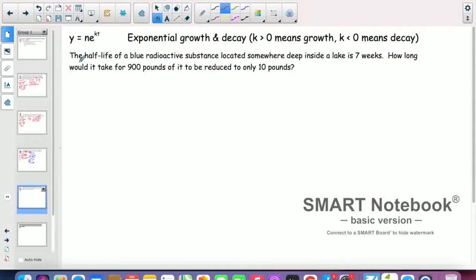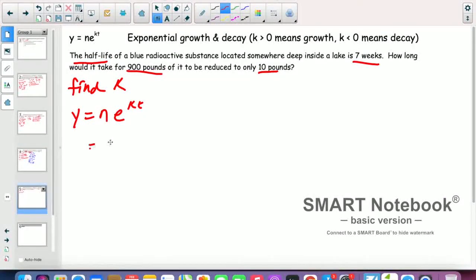Here's another half-life problem. The half-life of a blue radioactive substance located somewhere deep inside a lake is 7 weeks. How long would it take for 900 pounds of it to be reduced to only 10 pounds? Okay, so first I have to find k. Anytime you have a half-life problem, your first thing to do is find k. We use y equals Ne^(kt). And it says the half-life takes 7 weeks.